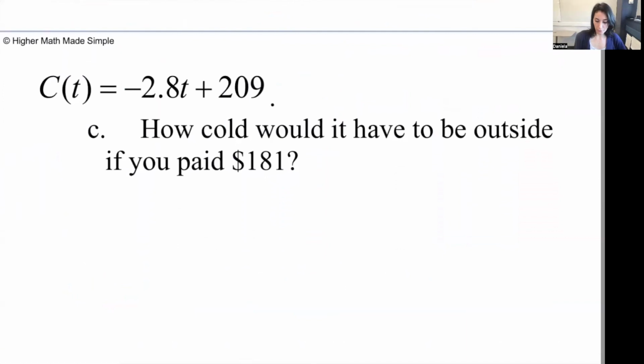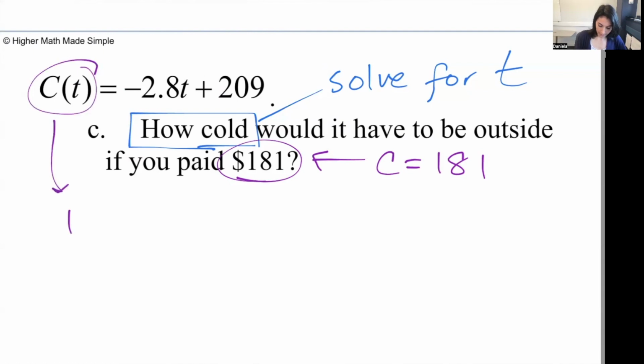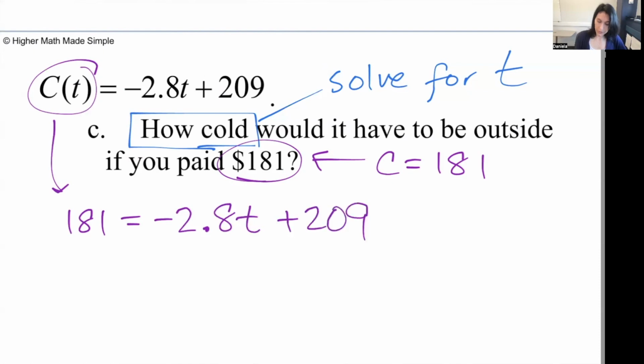So now this is a little different. Now this is asking for the temperature, right? So instead of solving for C, now you're solving for T. It tells us the C, that you paid $181, and now you're solving for T. So I'm going to put 181 in that spot, copying everything else down. And now, as I said, we're going to solve for T. So how do we do that?